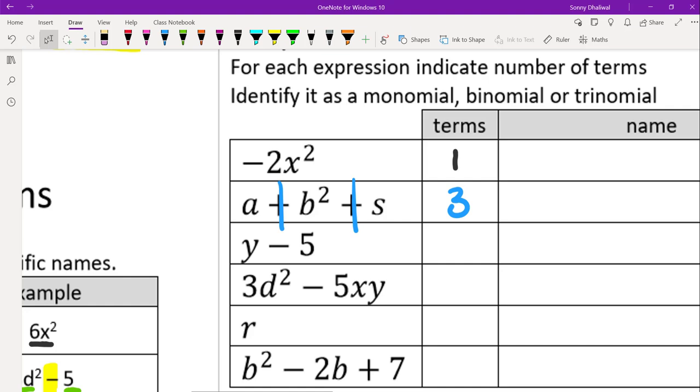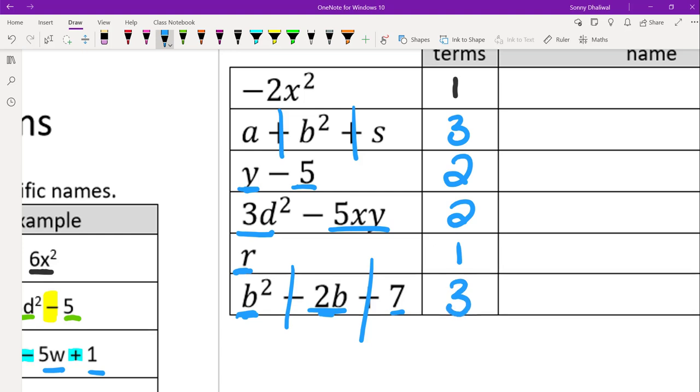A term here and a term here. Okay. How many terms does the fourth one have? Lachlan? 2, yeah. A term here and a term here. Okay, the next one. How many terms does it have? Abby? Just 1. There's no plus, minus sign separating anything out. Okay, last one. How many terms does it have? 3. 1 here, 1 here, 1 here, separated by the plus, minus signs.